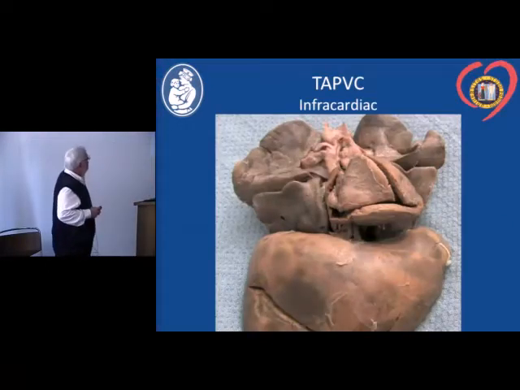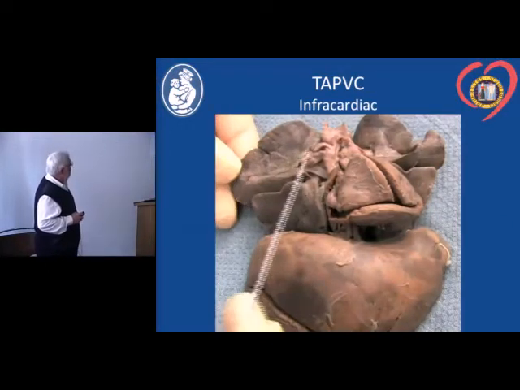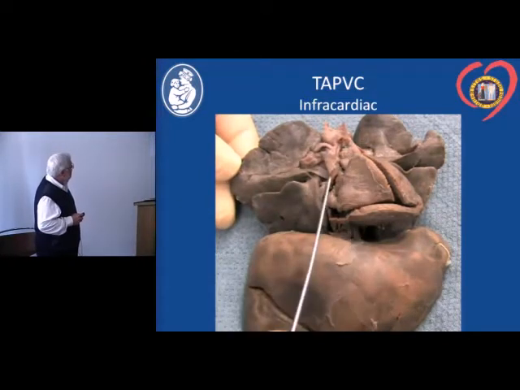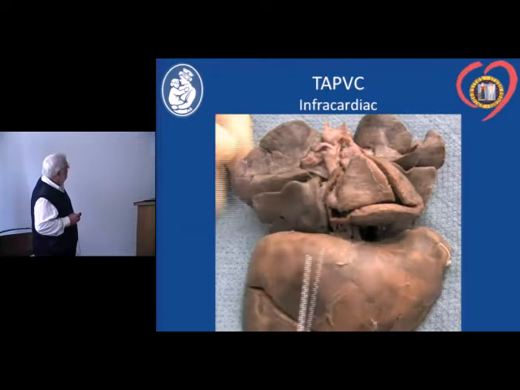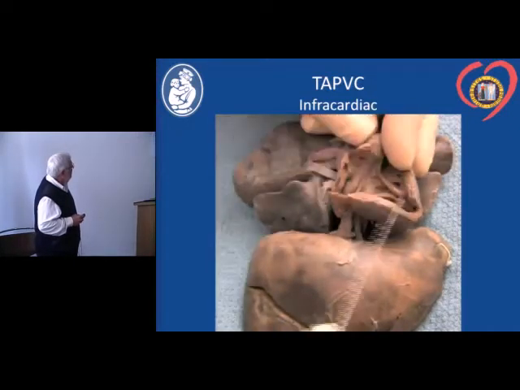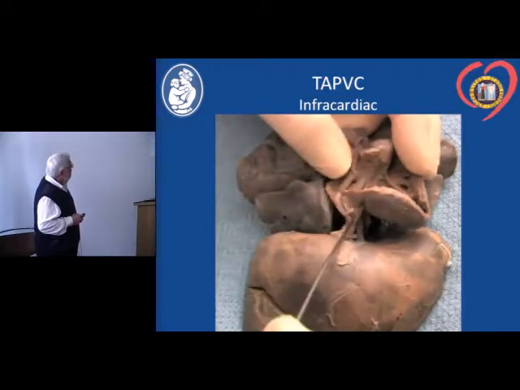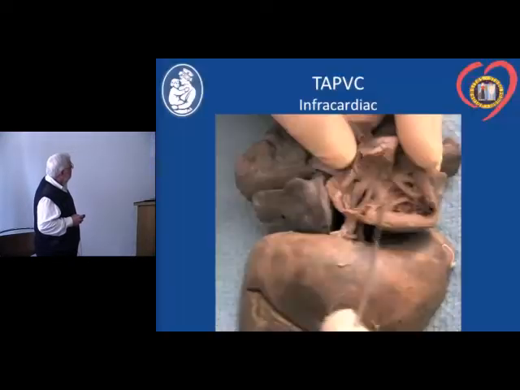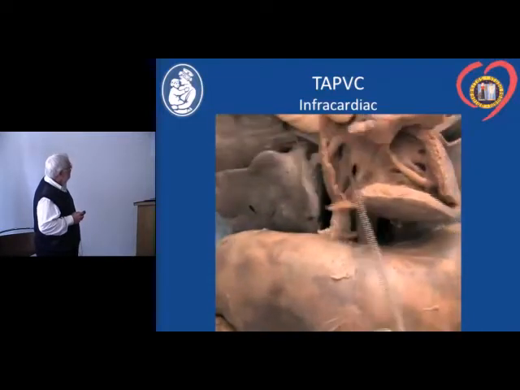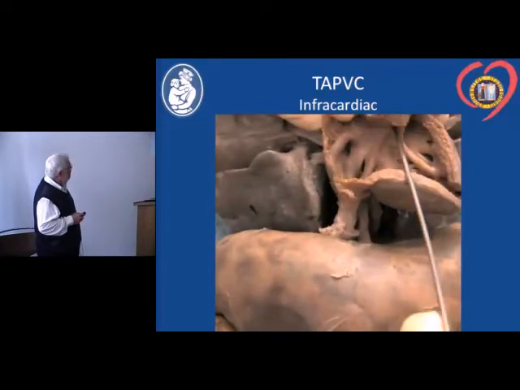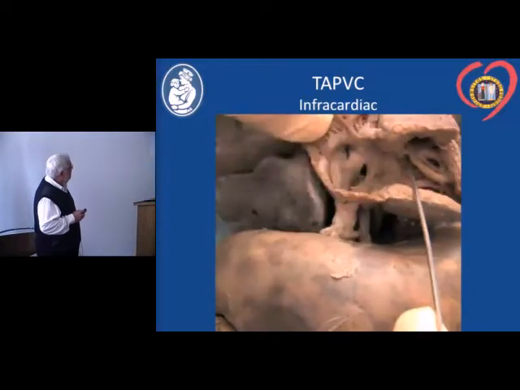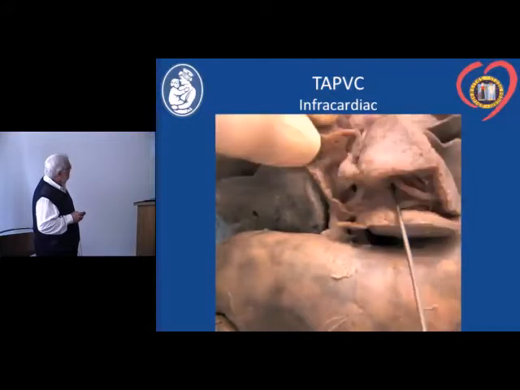So here's an example of infracardiac total veins. Here you see the aorta here, the pulmonary artery, right atrial appendage, right lung, left lung in this case. So we open the heart. Here's the right atrium here, inferior vena cava, tricuspid valve. There's the foramen ovale that has to be open. Blood flow goes from right to left across that. Here's our right ventricle here, the atrial appendage up here, tricuspid valve annulus.